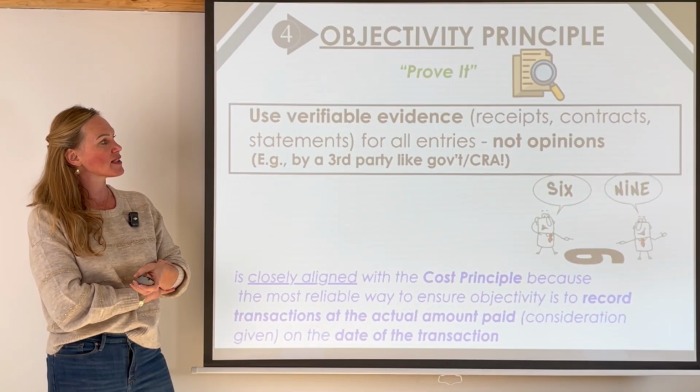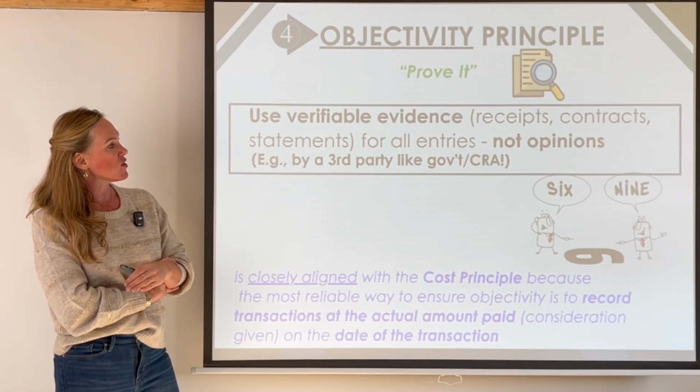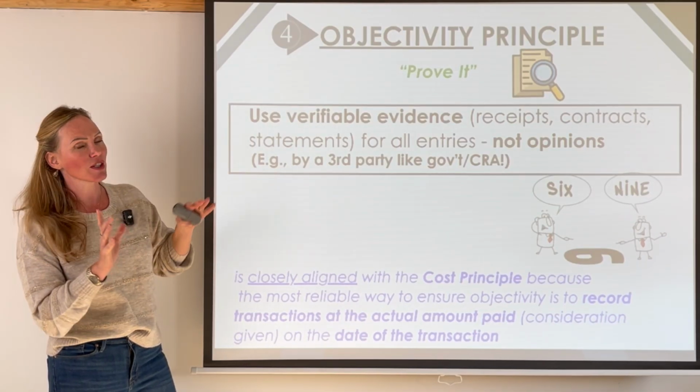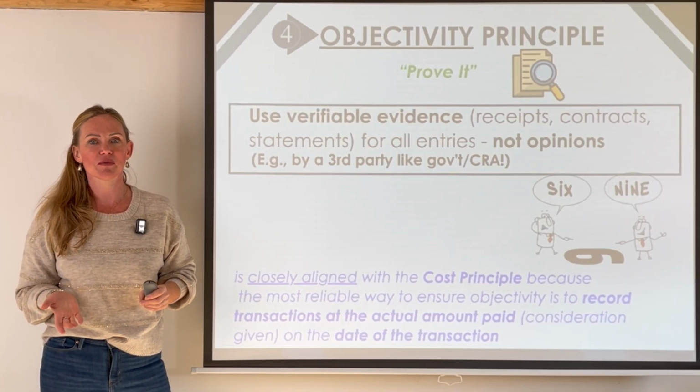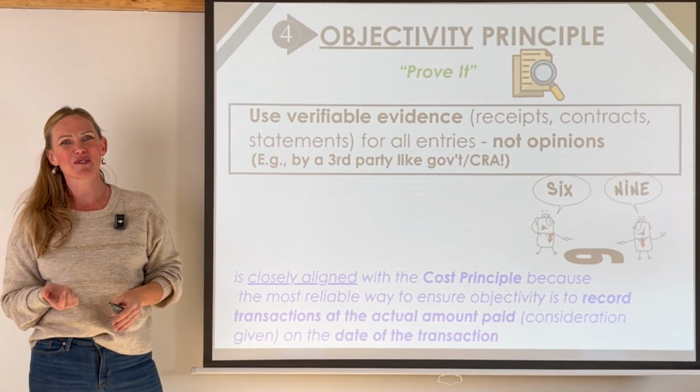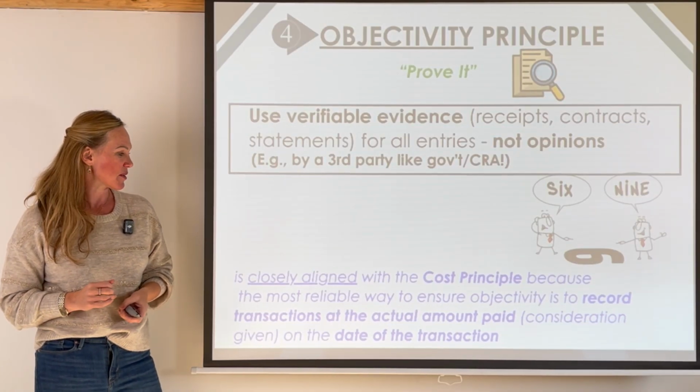Receipts, contracts, statements, whatever you have to prove it, for all the entries, not opinions. It's not what you thought, or you can't just come up with the numbers out of the blue, basically, right? So make sure that when the CRA comes after you, they say, okay, yeah, that's a valid proof in here, okay?